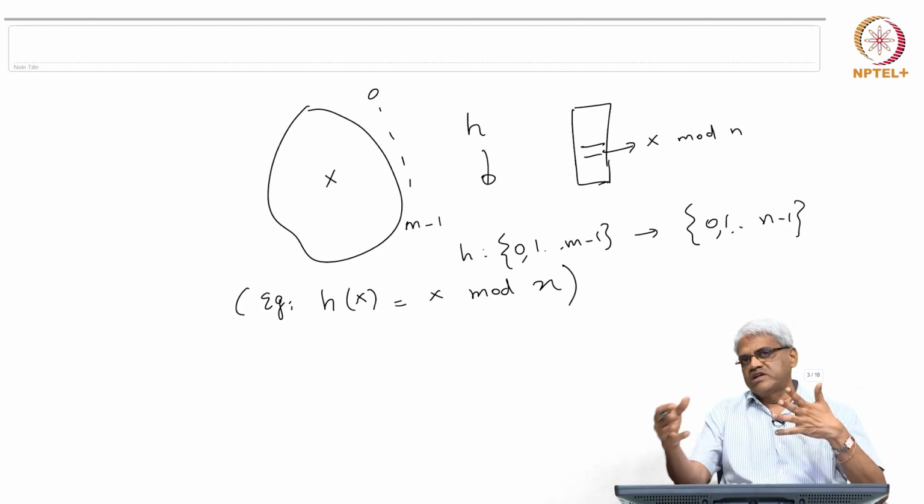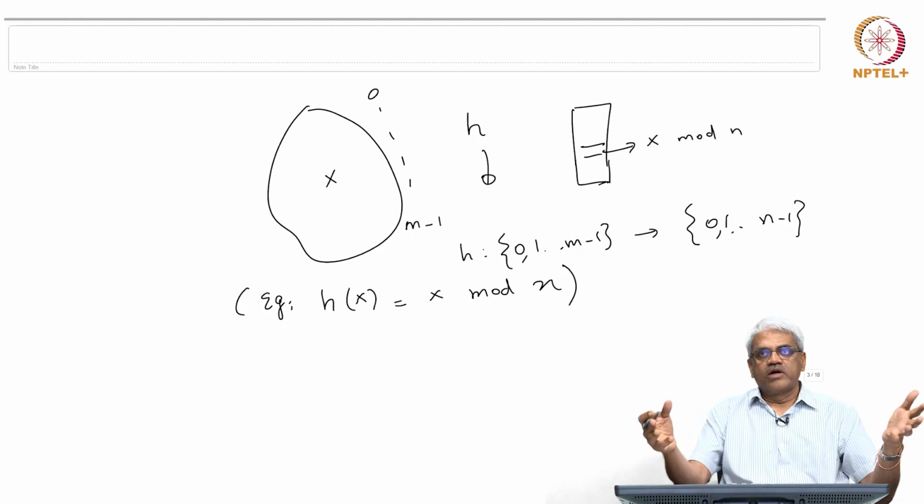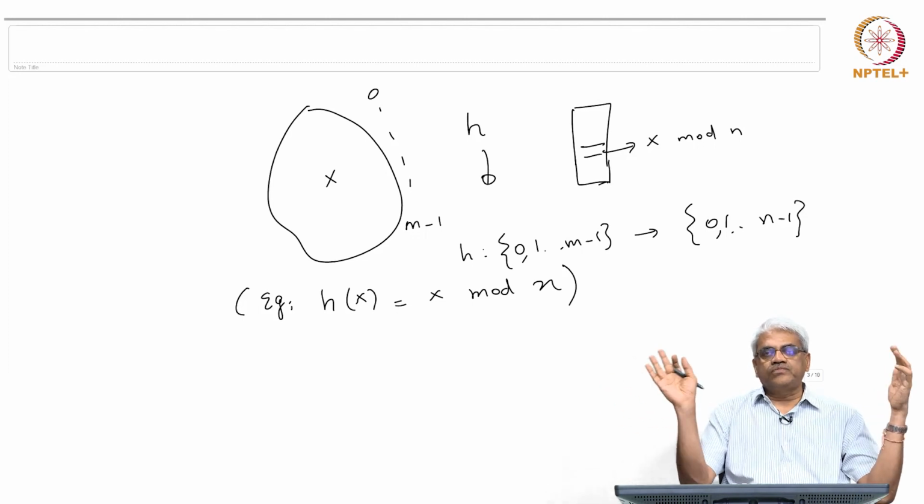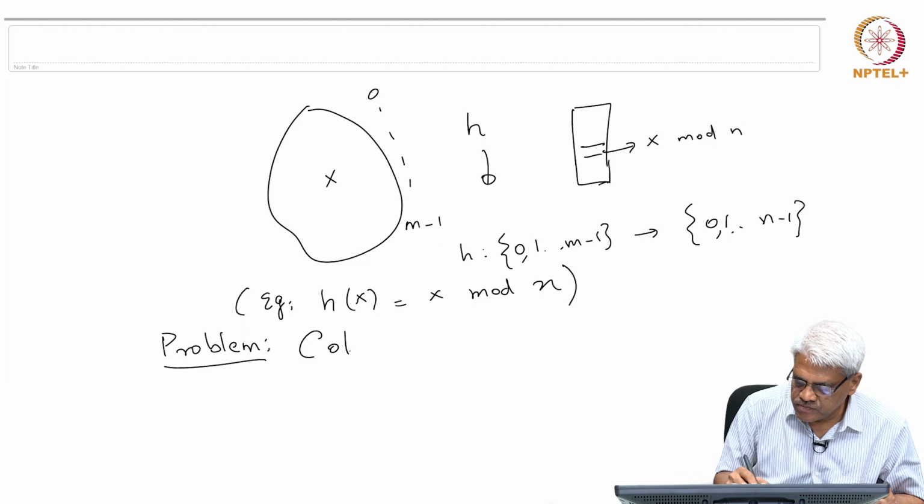If not, it's not there. If I want to insert it, same story. If I want to delete it, same thing. I just do whatever that function is, go there and see if that element is there. I just delete it. What is the problem? It's collisions.